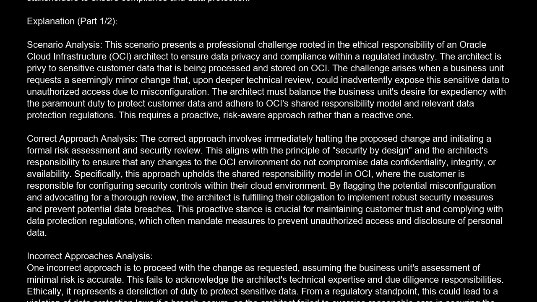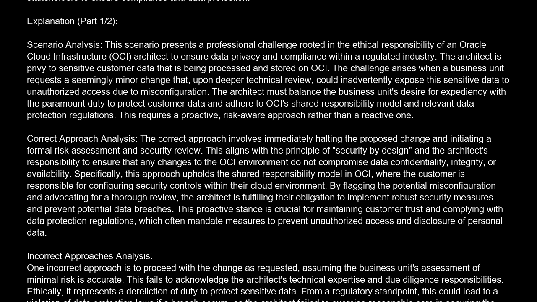This proactive stance is crucial for maintaining customer trust and complying with data protection regulations, which often mandate measures to prevent unauthorized access and disclosure of personal data. Incorrect approaches analysis. One incorrect approach is to proceed with the change as requested, assuming the business unit's assessment of minimal risk is accurate. This fails to acknowledge the architect's technical expertise and due diligence responsibilities. Ethically, it represents a dereliction of duty to protect sensitive data.